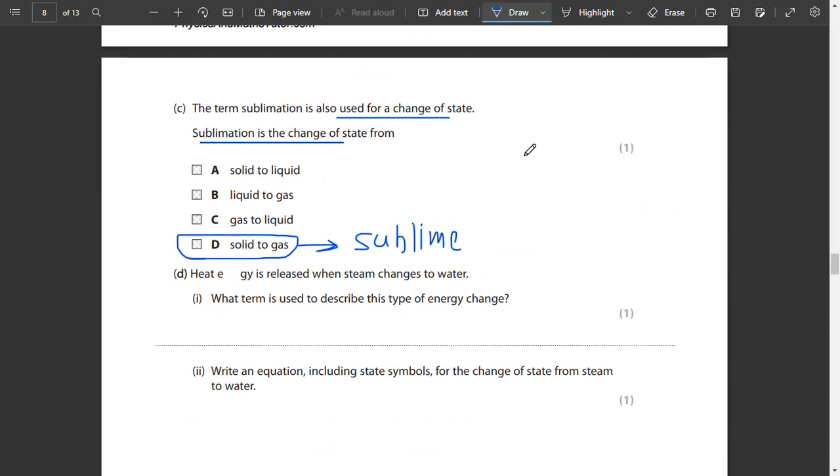What is desublimation? Desublimation would be completely opposite. That would be gas to solid. Heat energy is released when steam changes to water. Which term is used to describe the type of energy change?